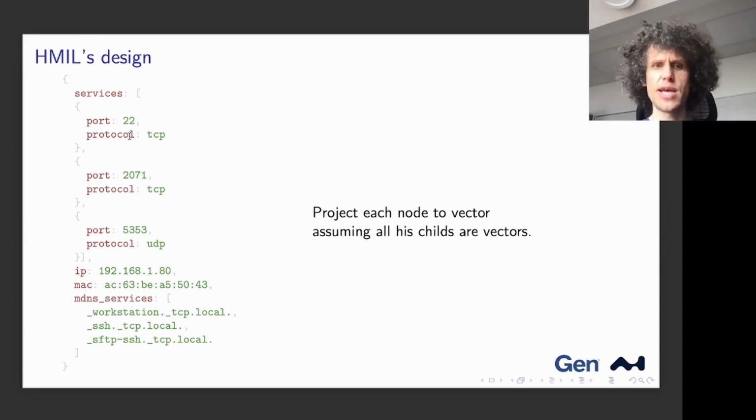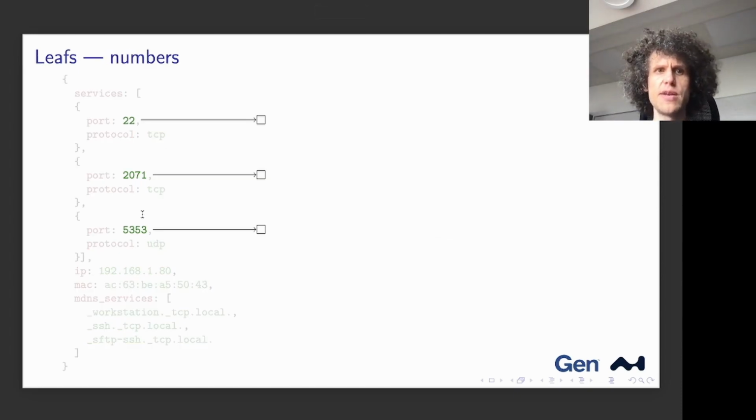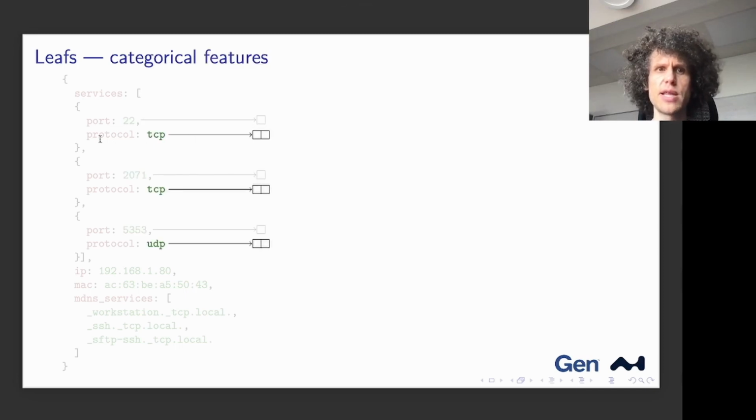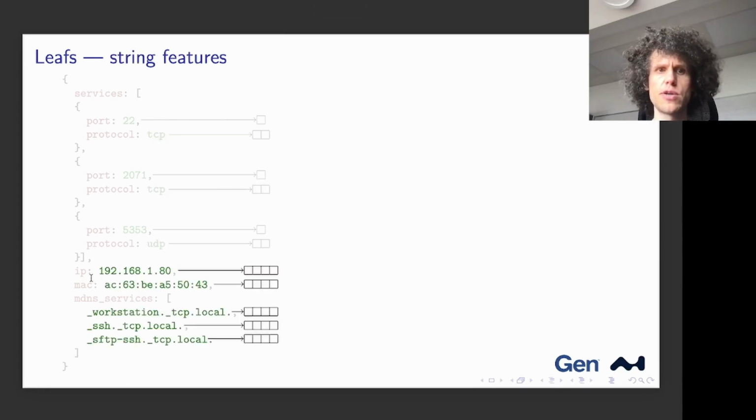So let me demonstrate it on an example. We have the example as we had before, and first we will try to project the values of the port to some fixed-dimensional tensor. And this is very trivial. In this case, we will treat the ports as a number, and therefore they are represented by a one-dimensional tensor. Next, we will represent the protocol, and because in our data we have only 2 types of values, TCP and UDP, we will represent it as a one-hot vector containing 2 values. And we will do the same for the rest of the leaves. So for example, the items of the MDNS services would be represented as strings, and similarly the IP addresses and MAC addresses.